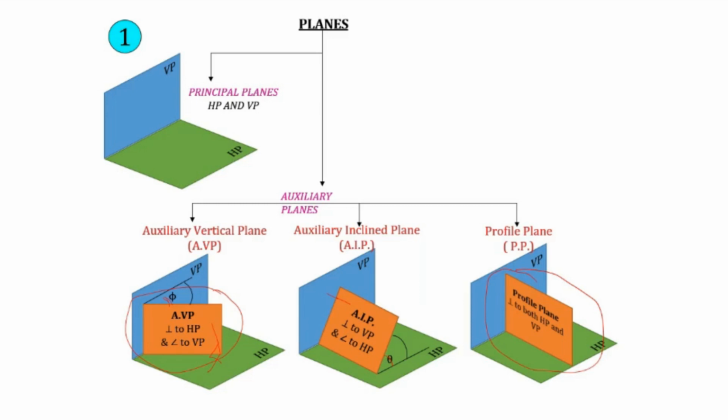Actually, we have to consider 5 different planes, out of which 2 are the principal planes, which are the most important planes to us. And then there is a profile plane, which is perpendicular to both HP and VP. Then there is an auxiliary vertical plane and an auxiliary inclined plane.